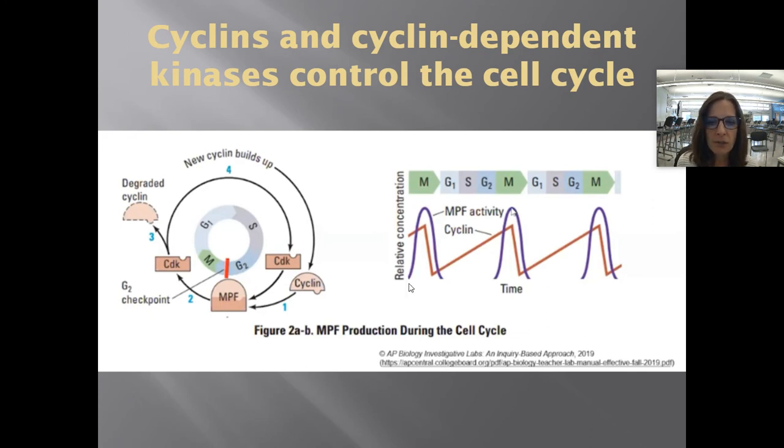If you look over here, it's just the relative concentration. So as the cyclin builds up to get into mitosis, then the MPF, or the mitosis promoting factor, is also going to build up, and then they're both going to go down. So when they peak is in mitosis, and different cyclins and different CDKs are going to have different places where they peak.